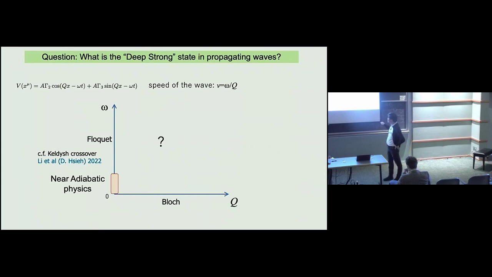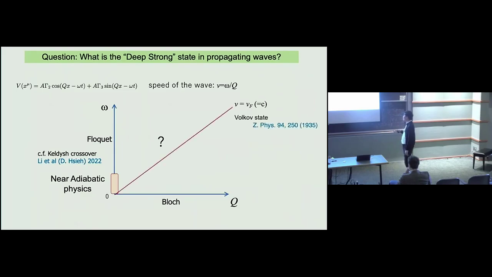We know that when Q is 0, we have the Fourier physics. If we reduce omega, we will approach this adiabatic limit. The previous speaker, David, has experimentally seen how you approach this tunneling limit. Then here on this side, we have the Bloch state. And this near adiabatic tunneling limit is somewhere around here.